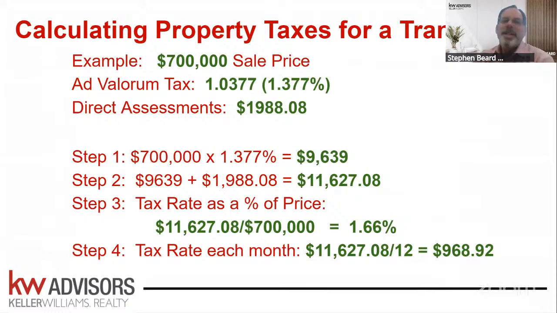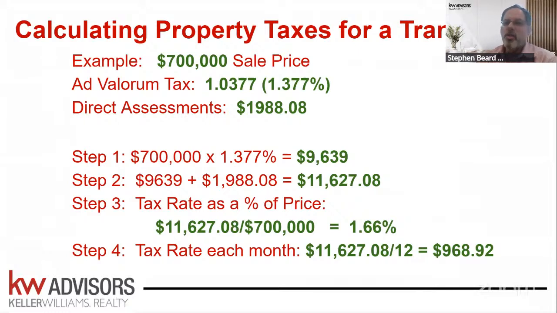Step 1, we take the sale price and multiply it by the ad valorem tax. That's $9,639. Step 2, we simply add in the direct assessments. That takes us to $11,627. So the tax rate as a percentage of the price is 1.66%. Now, if this were a $3 million property, that 1.66 would be lower.